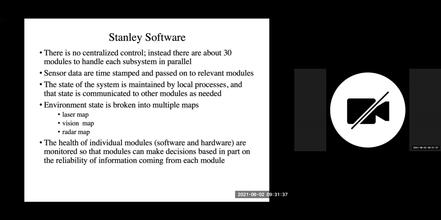The health of individual modules, including the software and hardware, is monitored so that modules can make decisions based in part on the reliability of information coming from each module. So actually, each individual module has health monitoring to make sure the software and hardware are working correctly. So make sure there's no failure. If there's a failure, it will report it to the corresponding component so that action can be taken to address the issue. If not, the car has to stop.